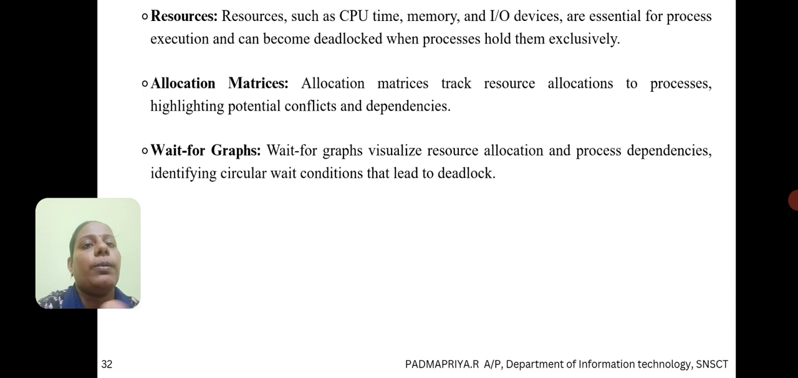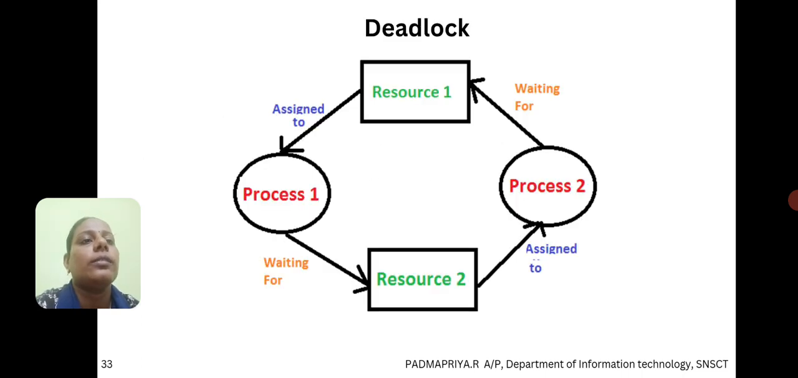not managed properly. Resources such as CPU time, memory, and I/O devices are essential for process execution and can become deadlocked when processes hold them exclusively. Allocation matrices. Allocation matrices trace resource allocations to processes, highlighting potential conflicts and dependencies. Wait for graphs. Wait for graphs visualize resource allocation and process dependencies, identifying circular wait conditions that lead to deadlock.